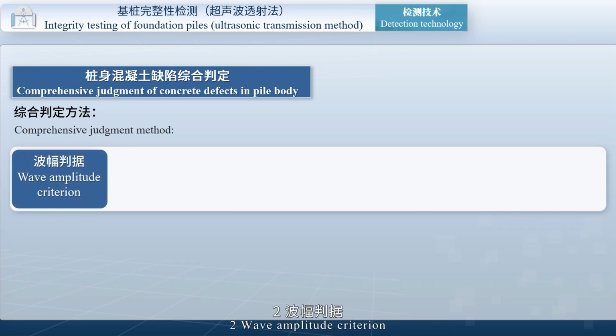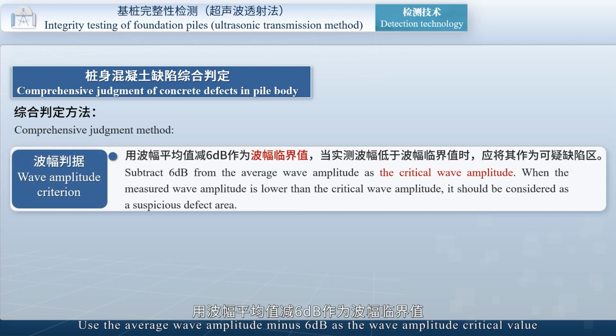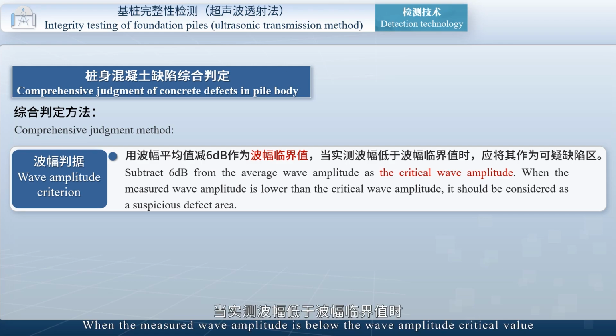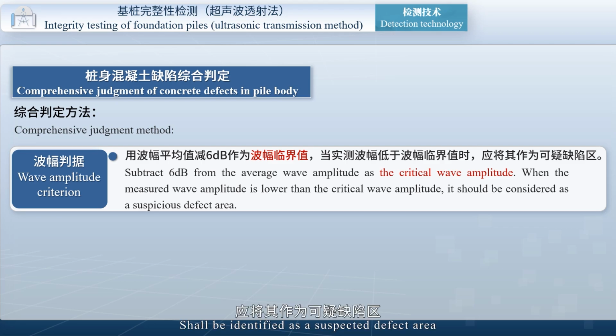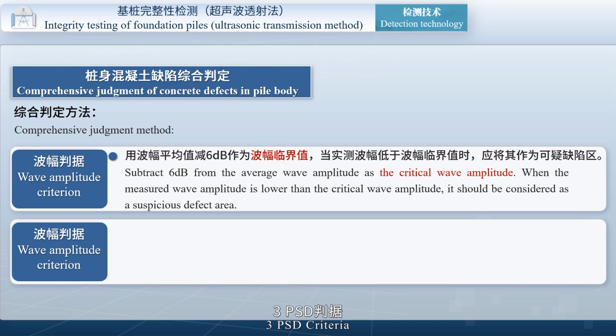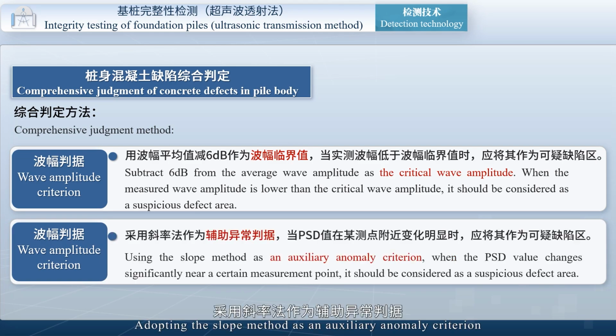2. Wave amplitude criterion. Use the average wave amplitude minus 6 decibels as the wave amplitude critical value. When the measured wave amplitude is below the wave amplitude critical value, it shall be identified as a suspected defect area. 3. PSD criterion. Adopt the slope method as an auxiliary anomaly criterion. When the PSD value changes significantly near a measuring point, it shall be identified as a suspected defect area.